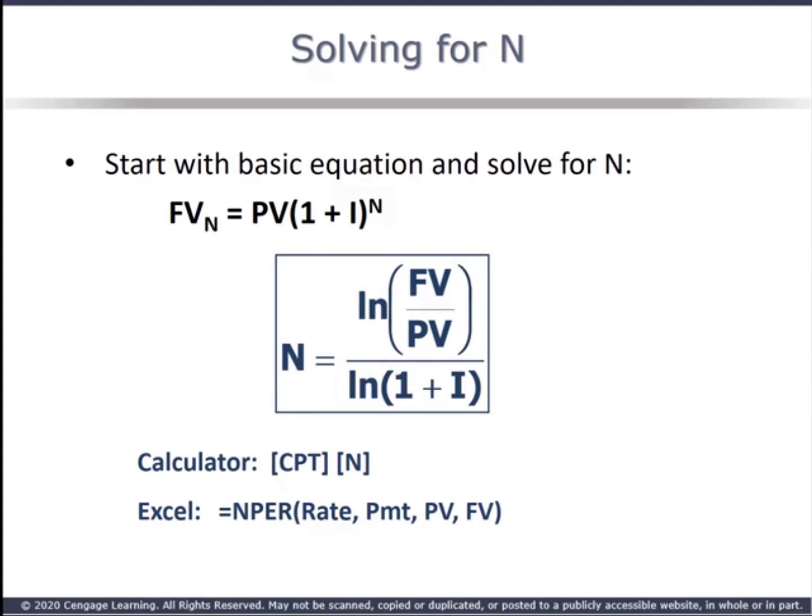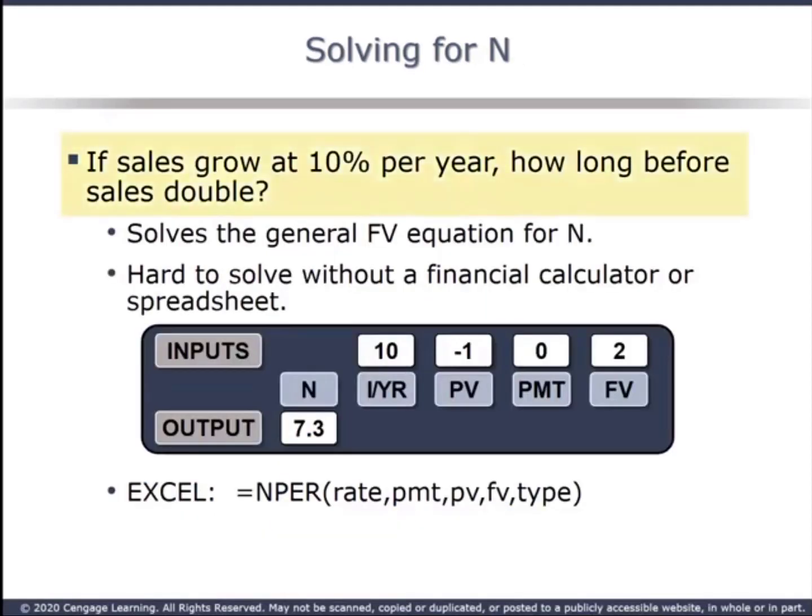Solving for n can follow the same pattern. We can solve the basic FV equation for n, but that gets a bit complicated. We can solve this in the TI using the LN key, but using the TVM keys is much easier. If sales grow at 10% a year, how long before sales double? IY is 10. Present value is minus 1, payment is 0, future value is 2, compute n.